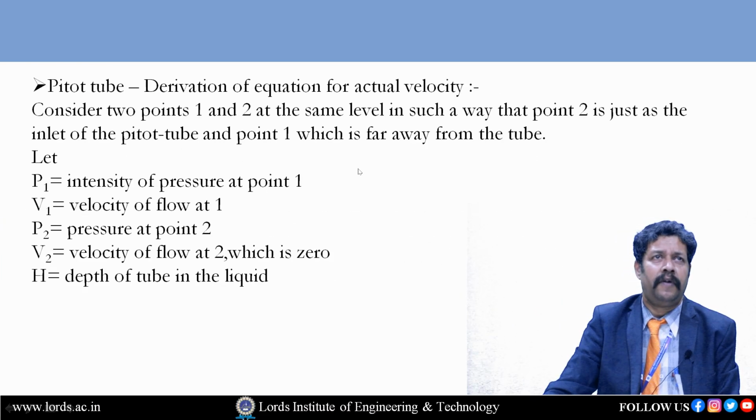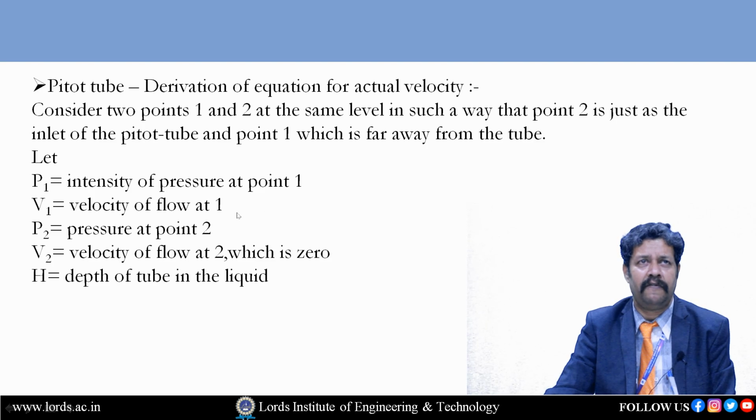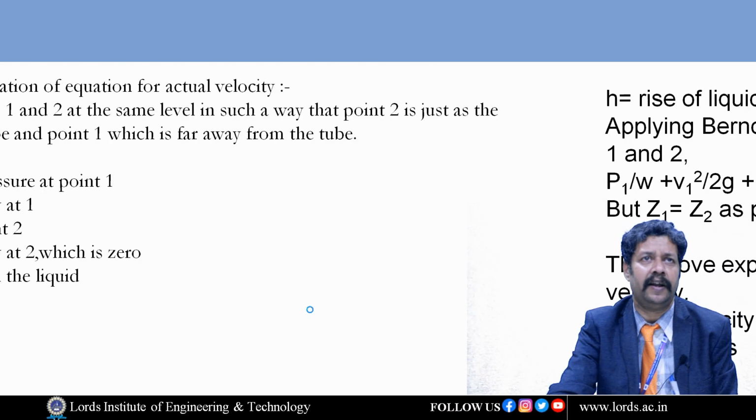Now what we are doing, we are considering two different points as shown earlier, and we are applying Bernoulli's equation at two different points. P1 is equal to pressure intensity at point 1. V1 is equal to velocity of flow at point 1. Similarly P2 is equal to pressure intensity at point 2. V2 is equal to velocity of flow at point 2, which is equal to 0. Because velocity is becoming 0, kinetic energy is converted into pressure energy. H is equal to depth of the tube in the liquid.